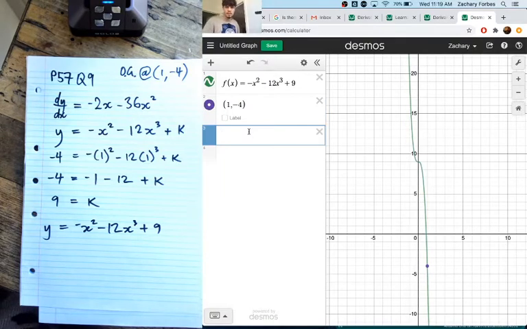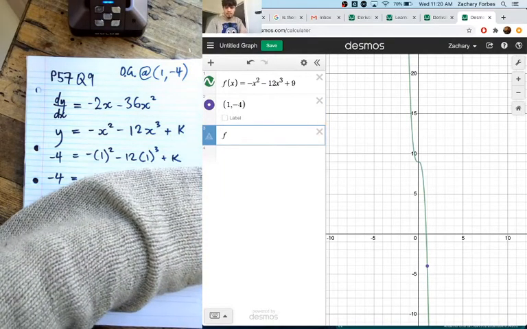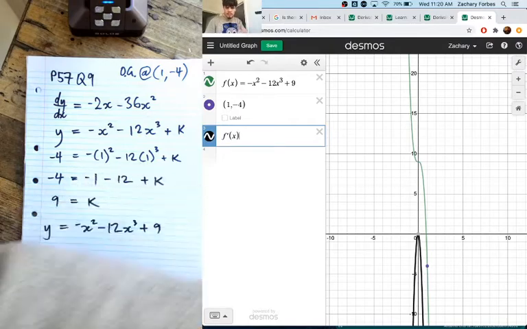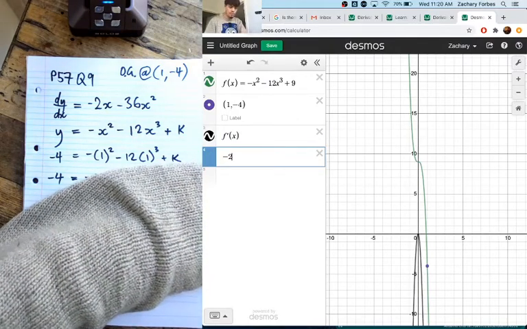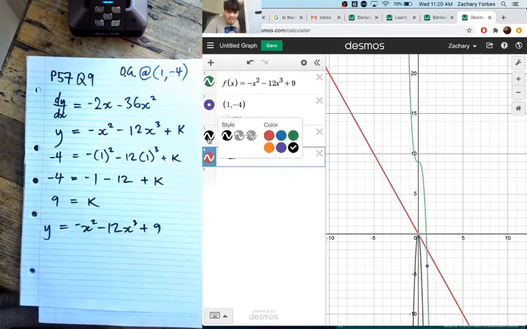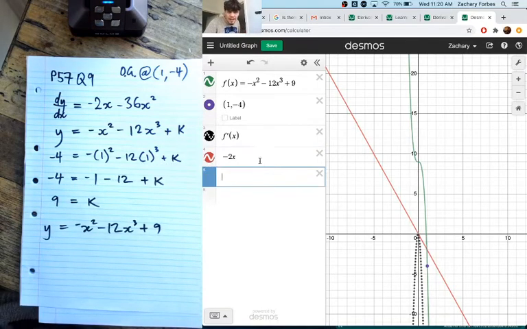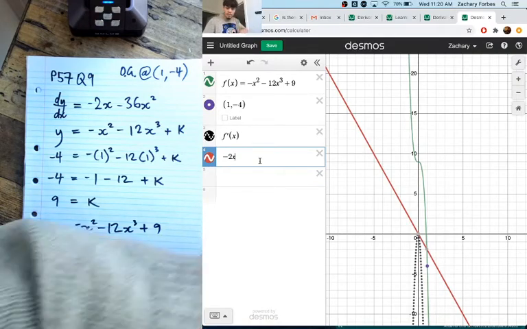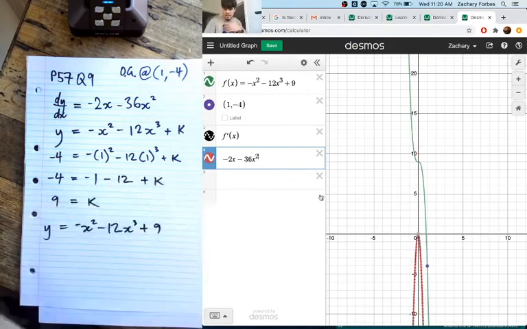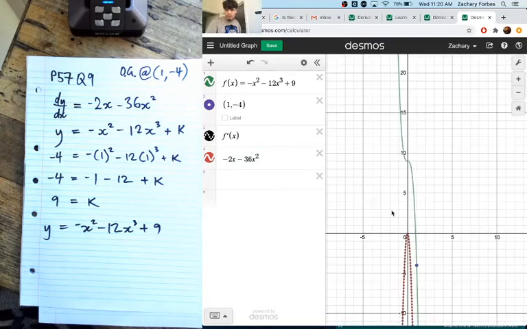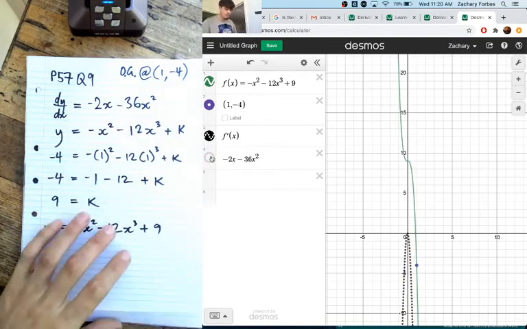Now let's see what our derivative is. f dash of x. And does that match our original one? Let's check it. -2x. I'll make that dotted. -2x minus 36x squared. And look at that. See how that line exactly matches the derivative we started with? So we can confirm that that is in fact correct by looking at Desmos.